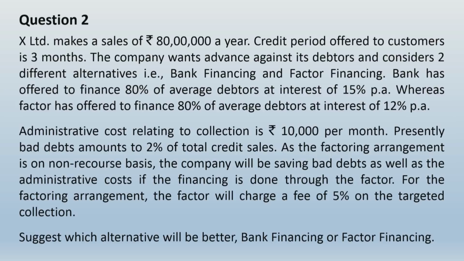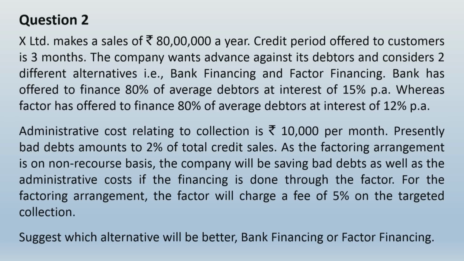Administrative cost relating to collection is rupees 10,000 per month. Presently, bad debts amount to 2% of total credit sales. As the factoring arrangement is on non-recourse basis, the company will be saving bad debts as well as the administrative cost if the financing is done through the factor. For the factoring arrangement, the factor will charge a fee of 5% on the targeted collection. Suggest which alternative will be better, bank financing or factor financing.